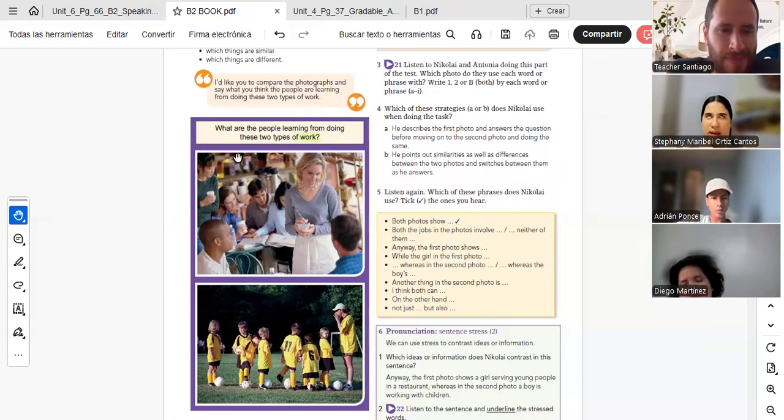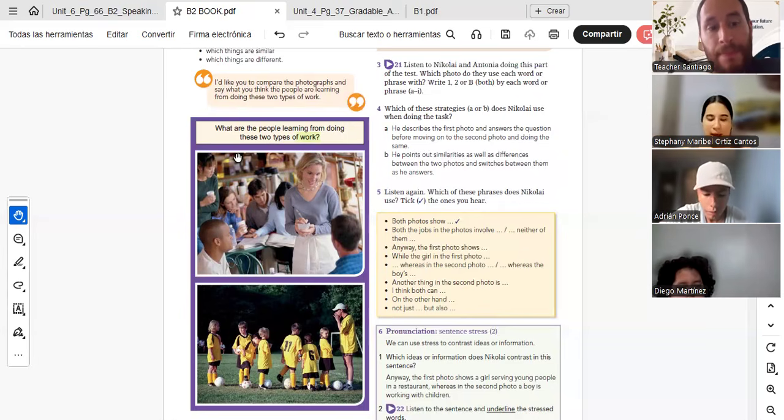But the first builds mental and social skills, while the second develops physical ability, discipline, and determination. For me, I don't know.